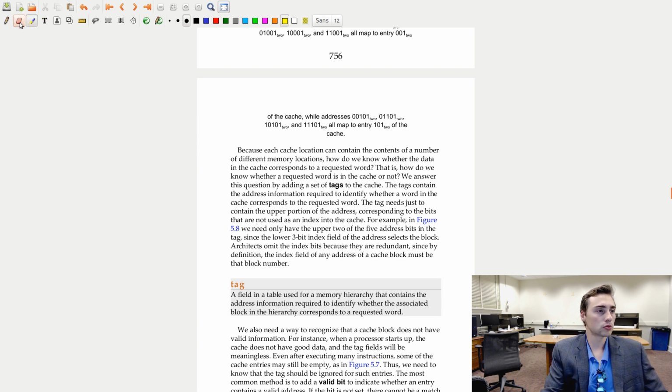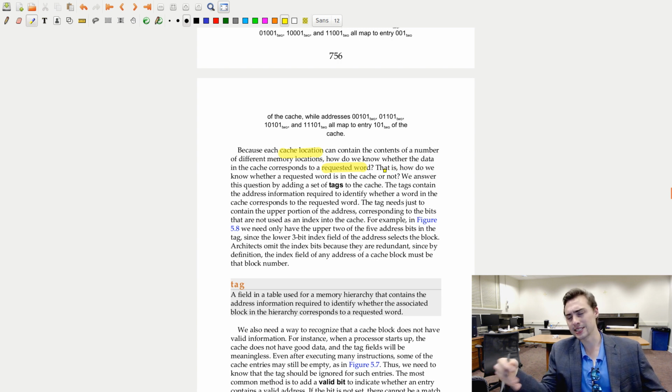Let's get the highlighter out. Because each cache location can contain the contents of a number of different memory locations, how do we know whether the data in the cache corresponds to the requested word? So this is the idea of we have multiple things mapping to a single spot in the cache. How do we know that this is the right thing?